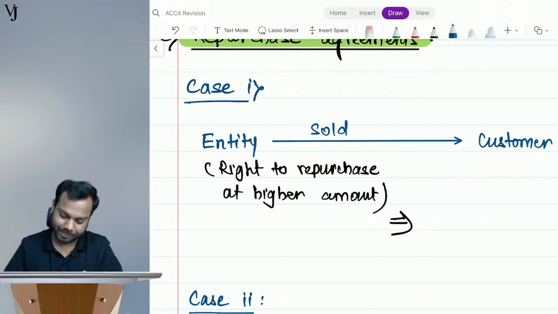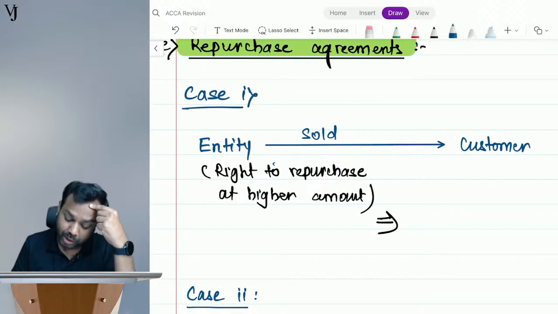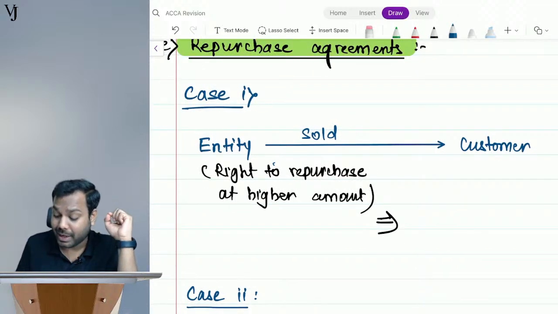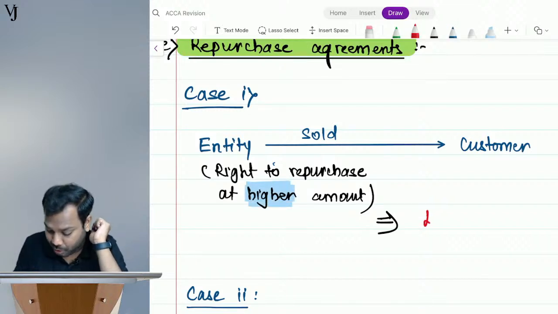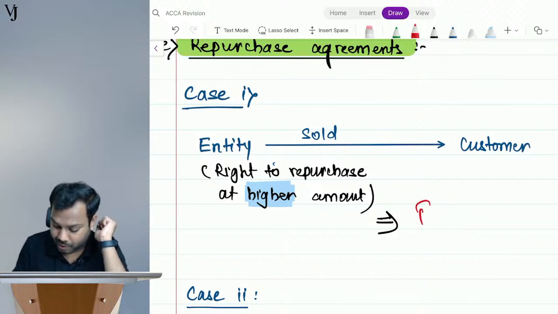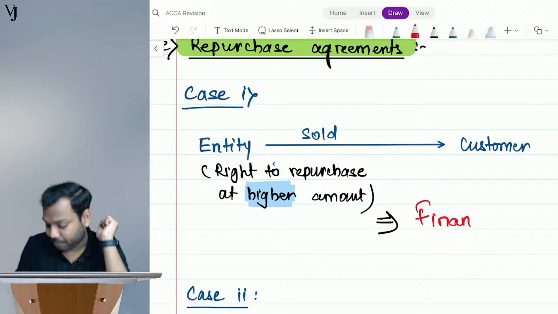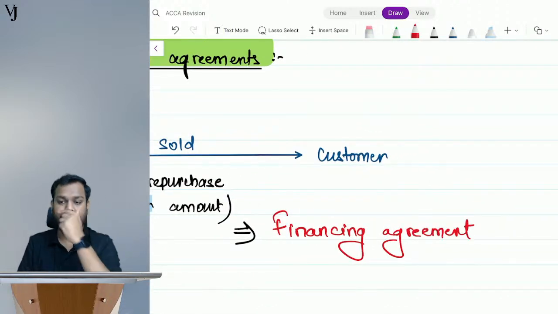Okay. See here. I have sold the goods to the customer, with the right to repurchase at a higher amount. Don't miss this term: at a higher amount. This is a loan agreement, or I can say a financing agreement.